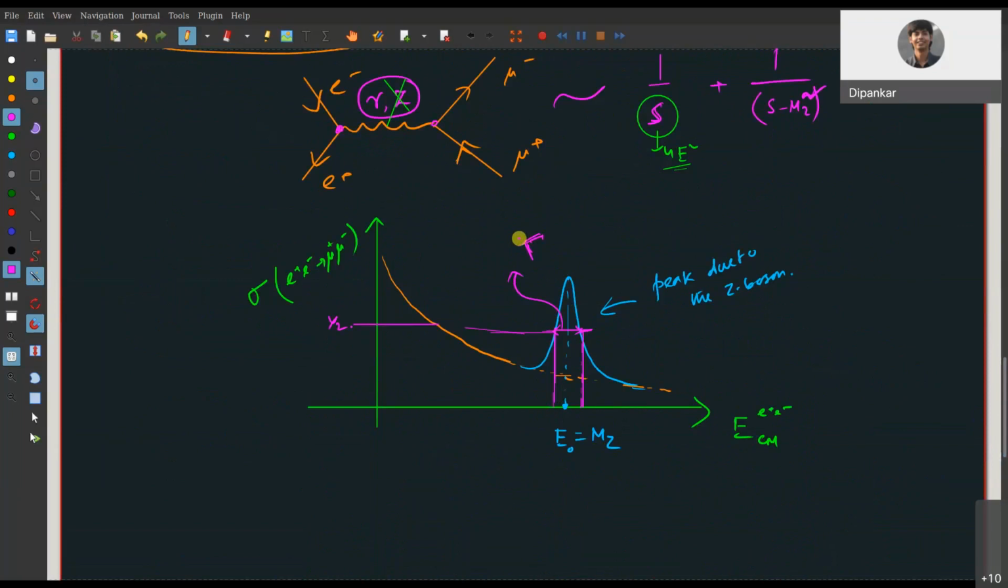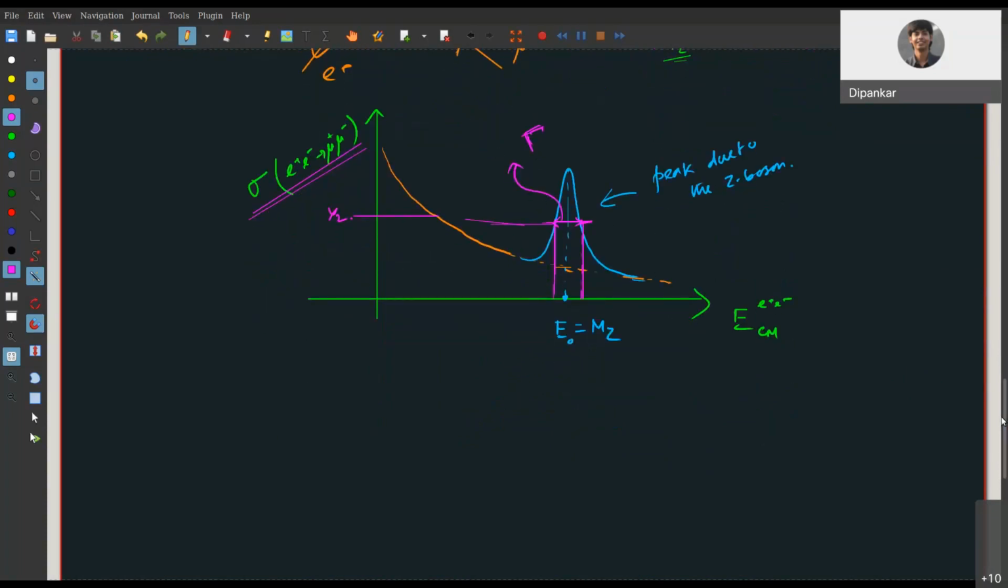But one thing to remember is that the data is rarely this nice. It will not be this smooth. You will have bins, right? So you never actually plot this sigma. You basically plot the number of events that correspond to this mu plus mu minus, and you divide this into energy bins that you measure it with. So the actual data will look like this.